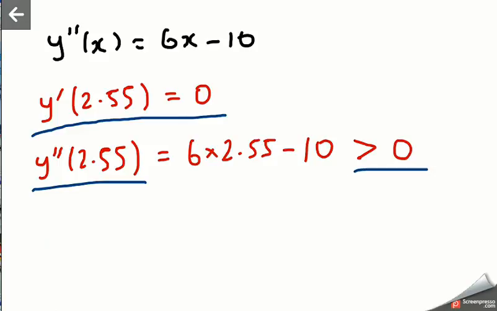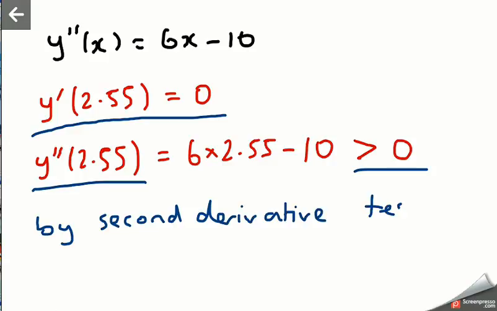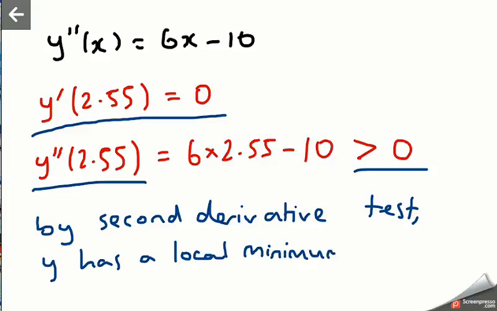Bigger than 0. Therefore, by the second derivative test, y has a local minimum at x equals 2.55.